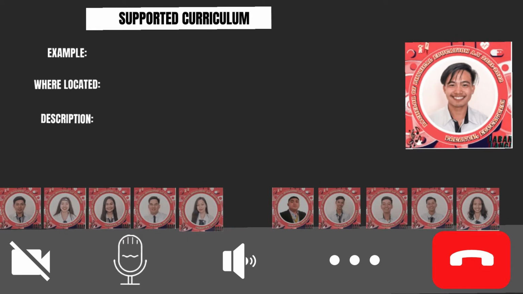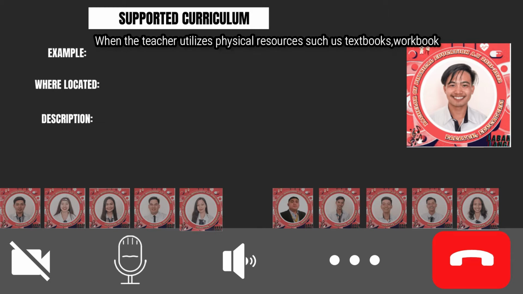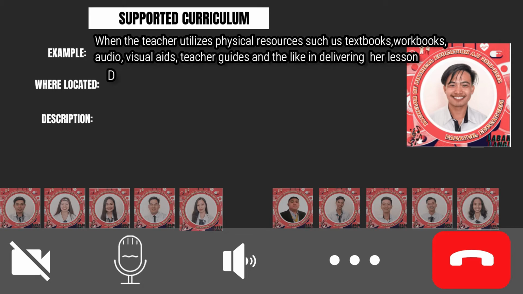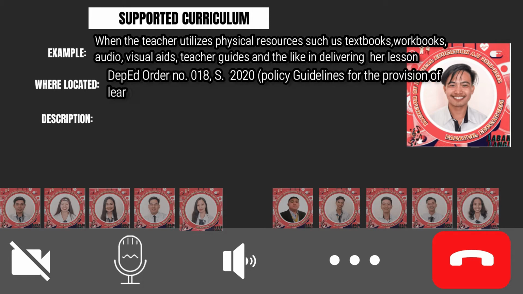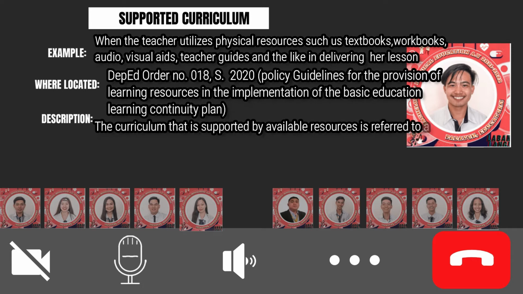Number 4. Supported curriculum. An example of this is when the teacher utilizes physical resources such as textbooks, workbooks, audio, visual aids, teacher's guide, and the like in delivering her lesson. It is located in DepEd Order No. 18 Series of 2020 or the policy guidelines for the provision of learning resources in the implementation of the Basic Education Learning Continuity Plan. The curriculum that is supported by available resources is referred to as the supported curriculum.